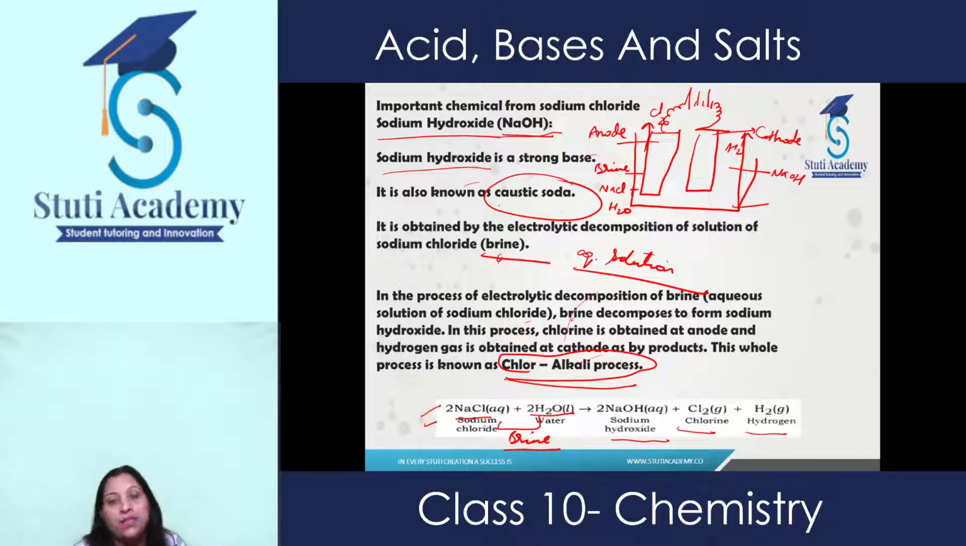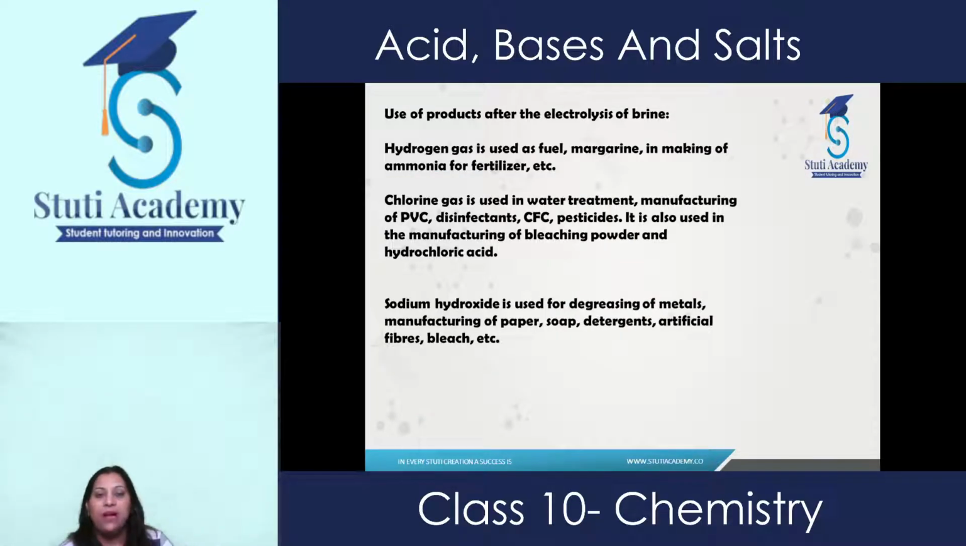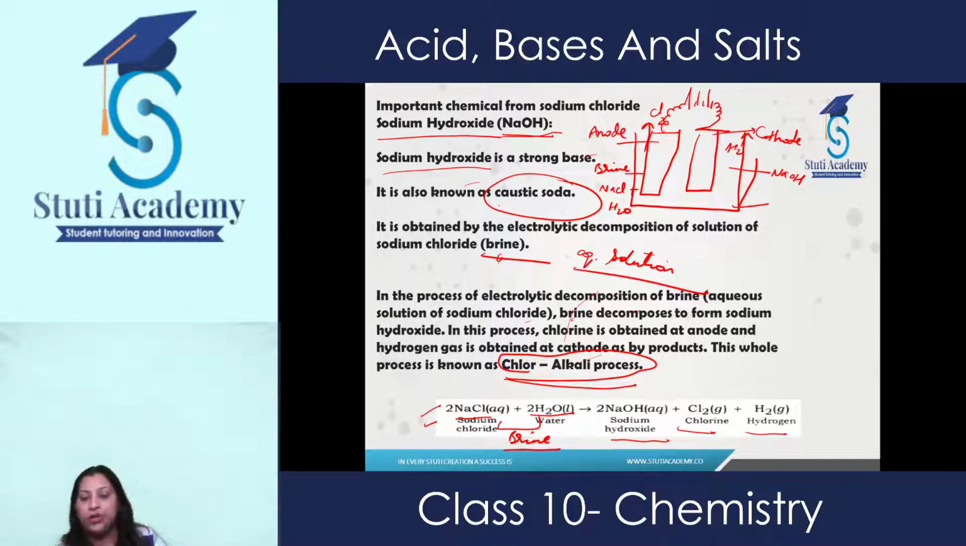So you have to write this reaction. Or, what will happen if sodium chloride reacts with water, or when electricity passes through it? In this also you have to write this equation. Then we have uses of products after the electrolysis of brine. Electrolysis of brine means when electricity is passed through brine, which is a combination of sodium chloride and water. So when electricity is passed through it, we get these products. As I told you, we get sodium hydroxide, chlorine and hydrogen gas.